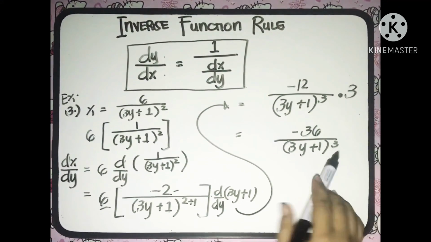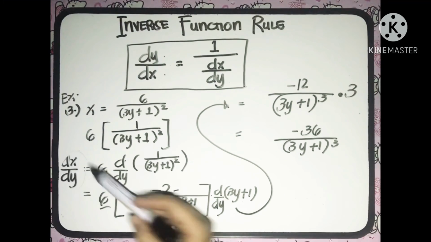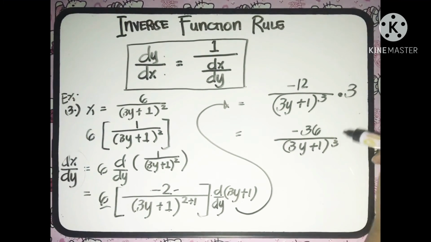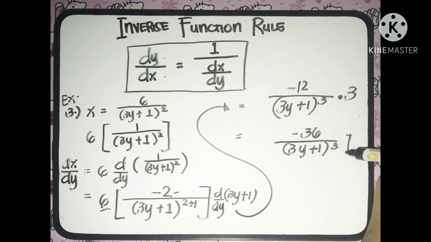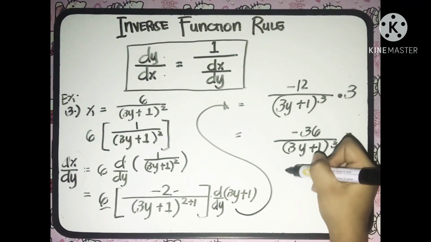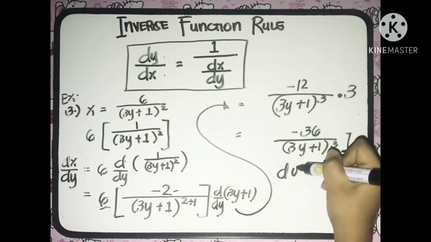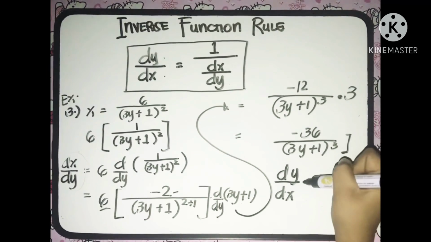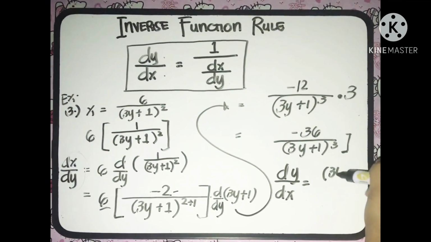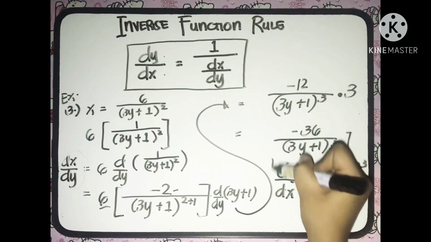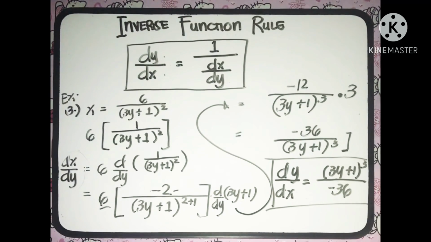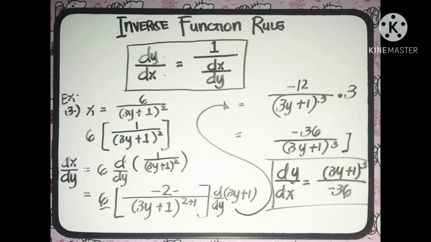Again, we're still in the form of the derivative of x with respect to y. So, by reciprocating negative 36 over 3y plus 1 cubed, we'll have the derivative of y with respect to x equal to 3y plus 1 cubed over negative 36. And that is the final answer for the given function for the inverse function rule.